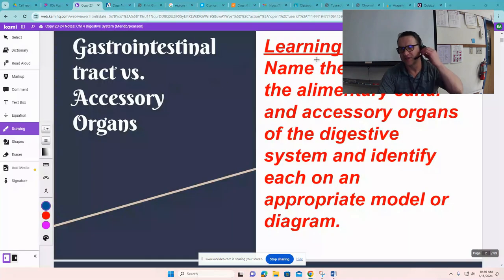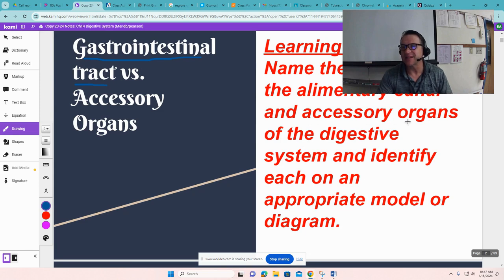We have learning objective number 1. At the end of lecture number 2, you should be able to name the organs of what's called the alimentary canal. Another name for the alimentary canal is the gastrointestinal tract, or the GI tract. It's basically the route that food takes. When you take food in, it goes through the alimentary canal, or the gastrointestinal tract, and then eventually comes out the anus when it's done. So that's from mouth to anus. That's the entire gastrointestinal tract.